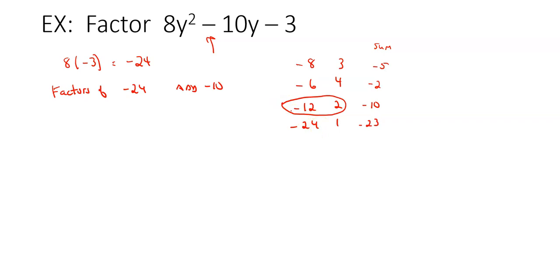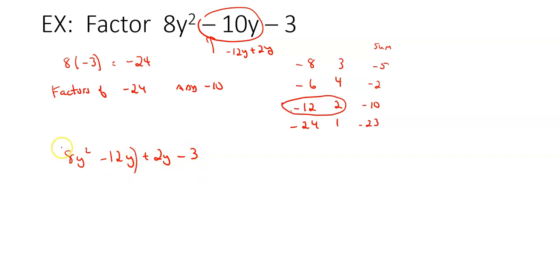All right, what do I do with that? What I do is I take this negative 10y that's here and I rewrite it as negative 12y plus 2y. You notice I'm not changing the value of that middle term. Negative 12y plus 2y still adds up to negative 10y. The reason I'm doing this is so that I can factor it by grouping. So I end up with an 8y squared minus 12y plus 2y minus 3.